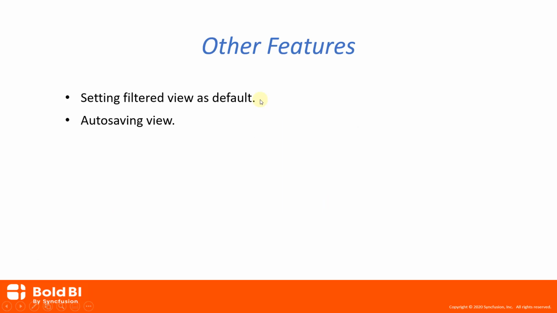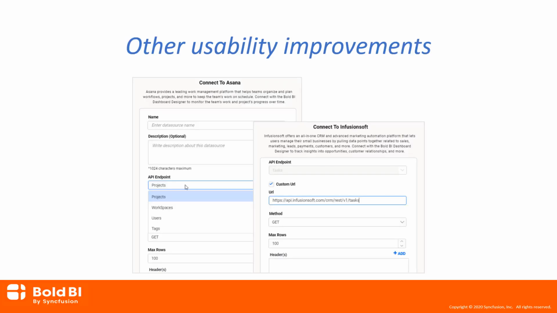A dashboard setting has been added to define a filtered view as the default view. So opening that dashboard anytime will render the set default view. An automatic save option has been added to enable you to automatically save any changes in a dashboard that incur with dynamic user interactions. The last enhancement we'll talk about is improved usability for Asana and Infusionsoft data connectors. This improvement lets you generate URLs based on a chosen endpoint.